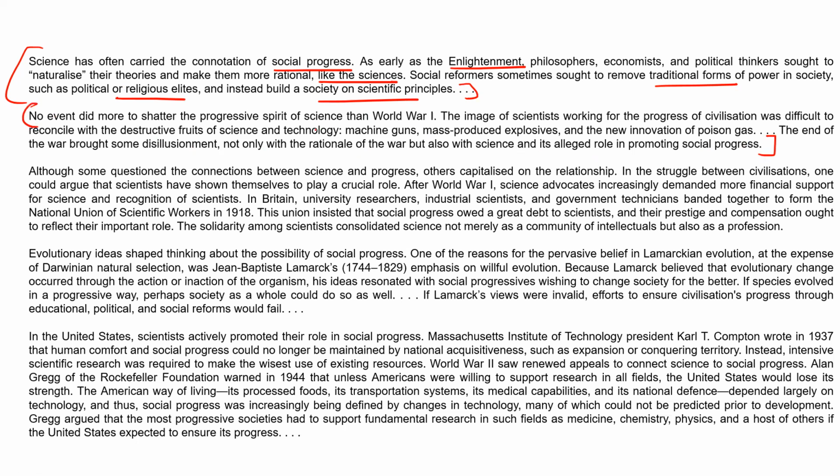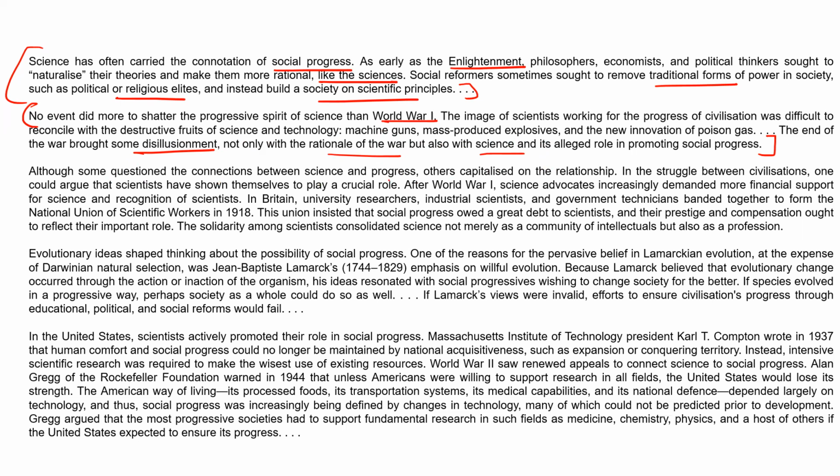So here, what he's saying is that the spirit of science conveying social progress, this was shattered during World War I. Because on one hand, we thought that science equated social progress, but here science could also produce such destructive elements like machine guns and all these mass-produced explosives. So how could science then be indicative of social progress? So this brought some disillusionment, not only with the rationale of war, but also with science.